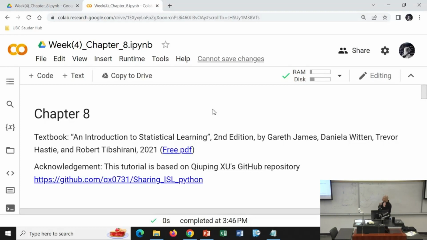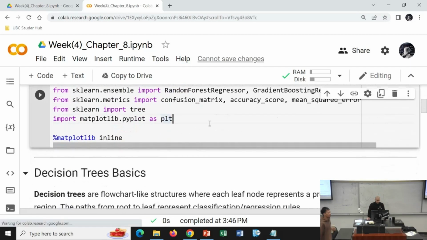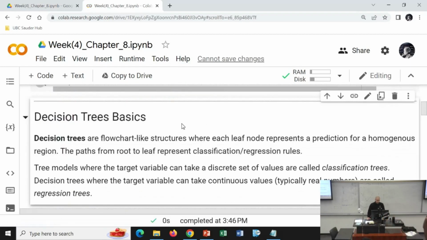So in this code, we're going to first go over two decision trees, then bagging, then random forest. Then I will explain boosting in the end. Here I'm just loading the data sets from scikit-learn.